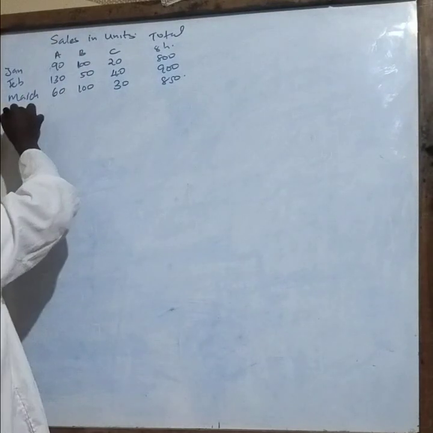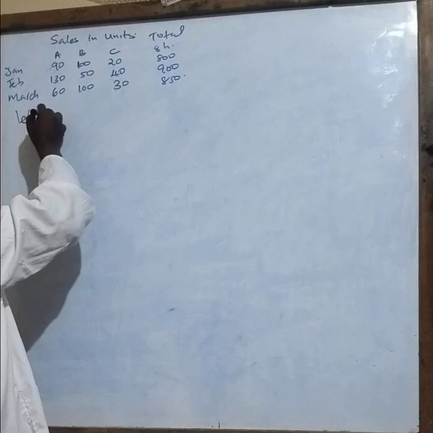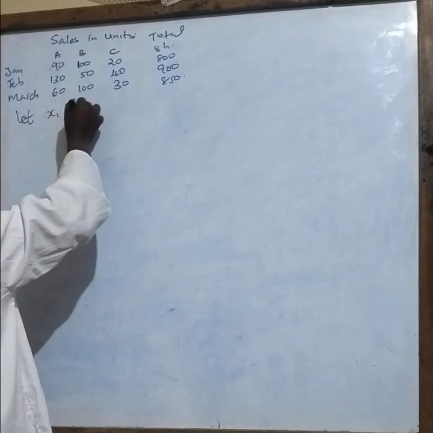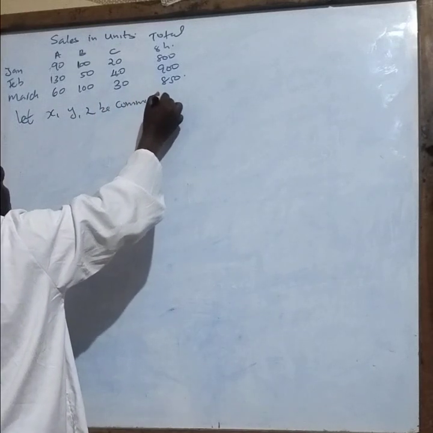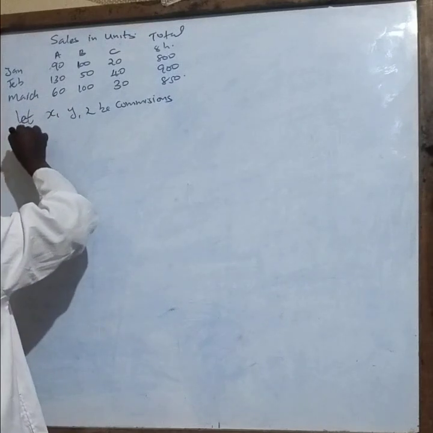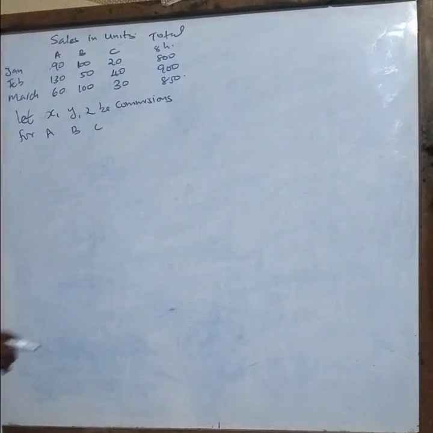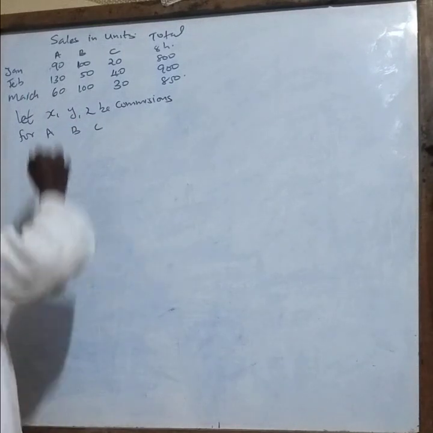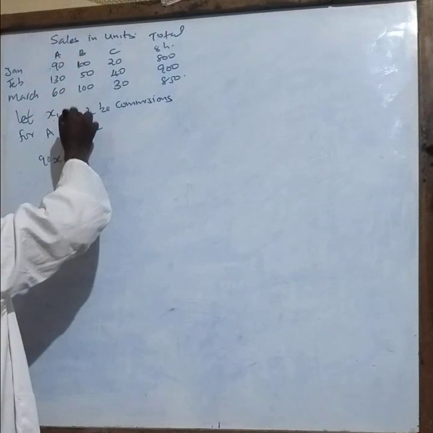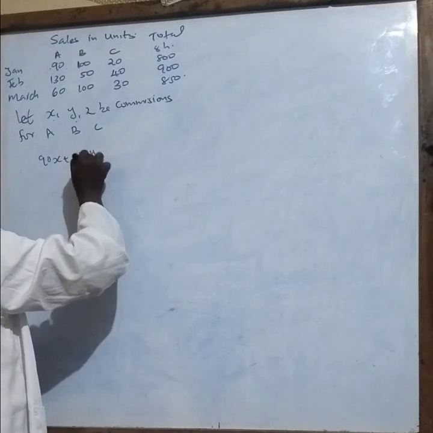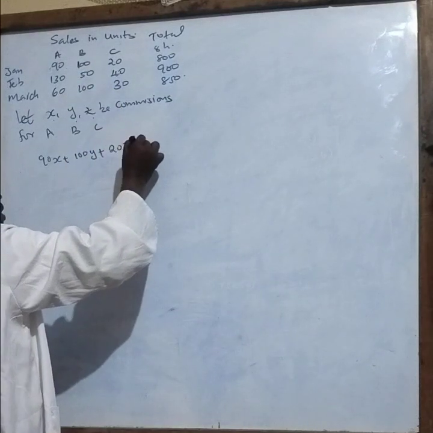So we can now say, okay, let X, Y, and Z be the commissions for products A, B, and C. After that, you say X times 90, you get 90X, plus Y times 100, you get 100Y, plus Z times 20, you get 20Z. Your answer is 800.